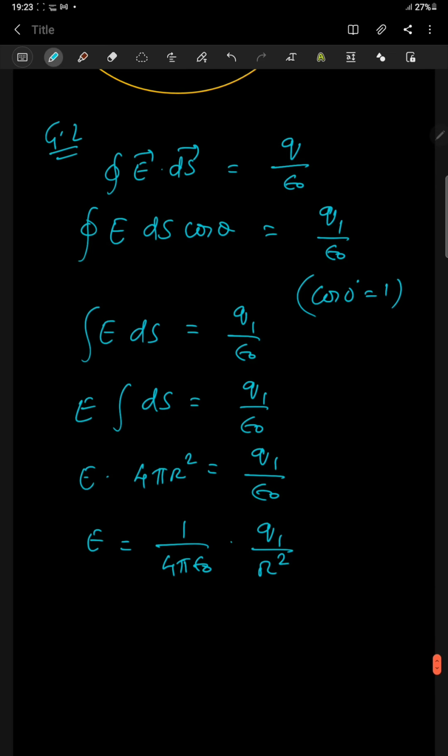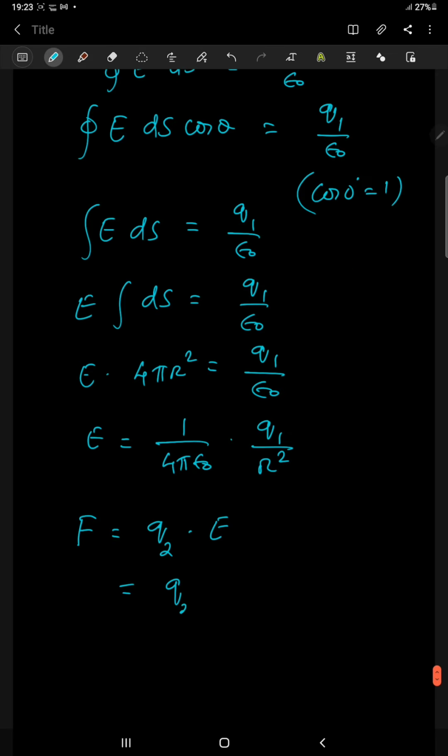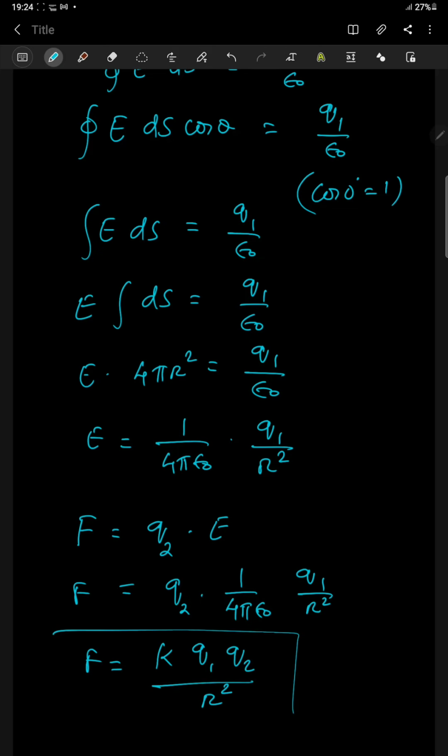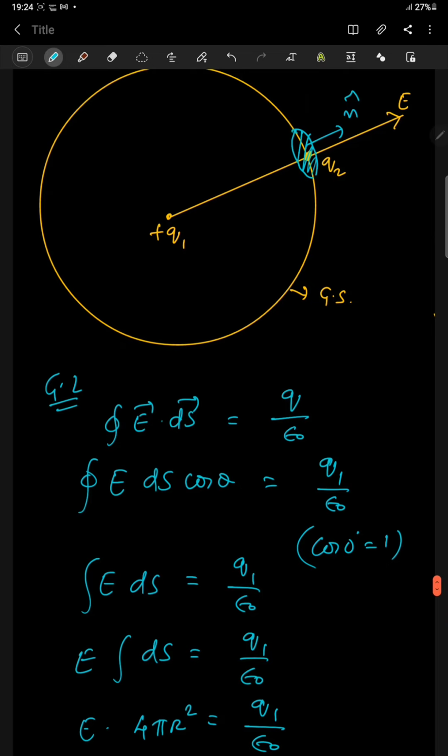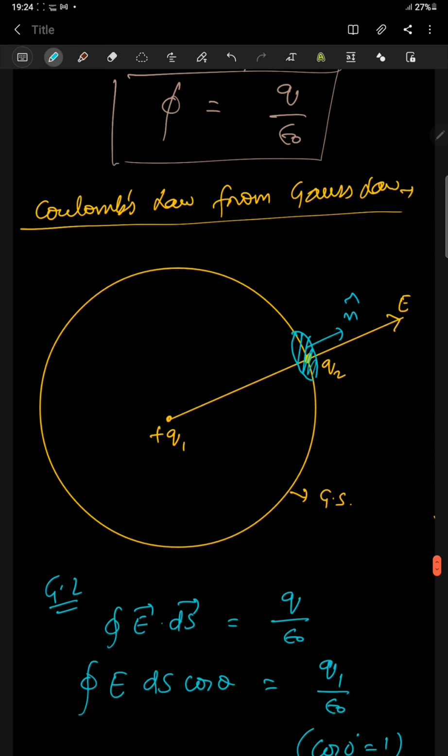Now what is the force experienced by the charge q2 which is kept on this Gaussian surface? The force experienced by the charge q2 will be given by F is equal to q2 into E. What is the electric field here? 1 by 4 pi epsilon naught q1 by r square. So my F will be how much? 1 by 4 pi epsilon naught means k q1 q2 by r square. So this is nothing but your Coulomb's law. So this is how we can also derive Coulomb's law from Gauss law.